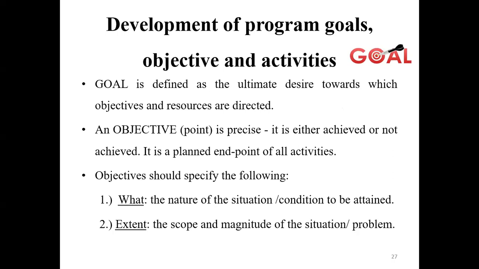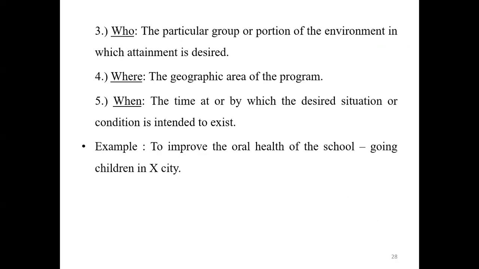Goal is defined as the ultimate desire towards which the objectives and resources are directed. An objective is precise, which can be achieved or not achieved. So an objective should state what, telling the nature of the condition, extent, the scope and magnitude; who, the group; where, the geographical area; and when, the time.